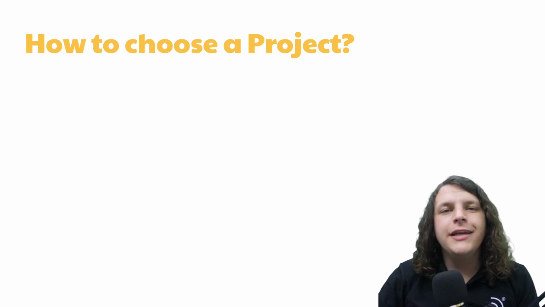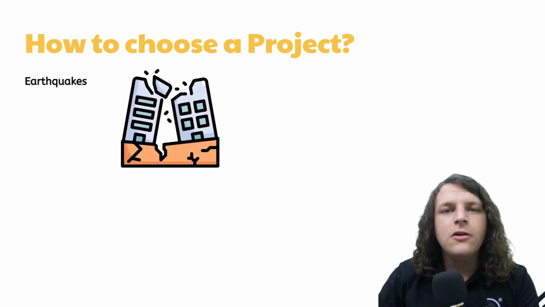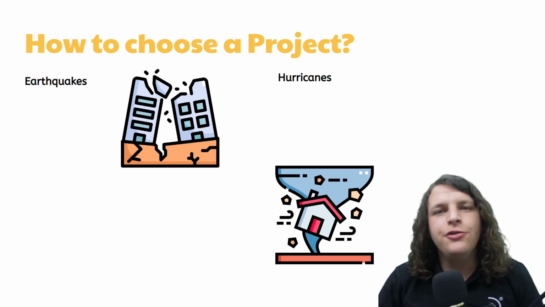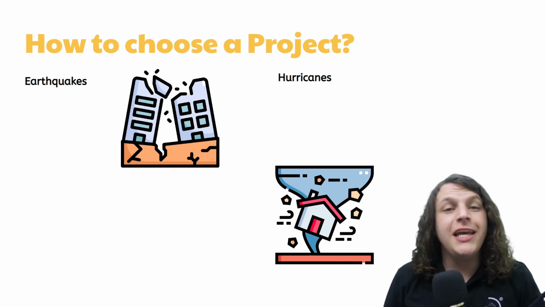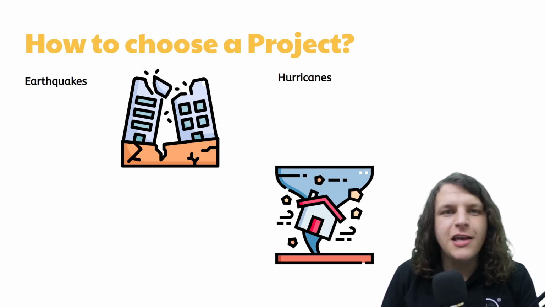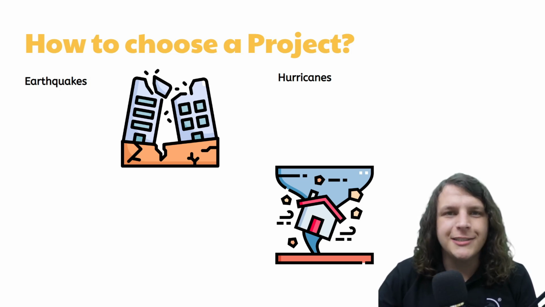I would recommend starting off by choosing a natural disaster to focus on. This could be something like an earthquake or even something like a hurricane. Once you have chosen a natural disaster, you need to do some research into that natural disaster and some sort of preventative measures or relief measures that you could try and implement using your robotics kits.